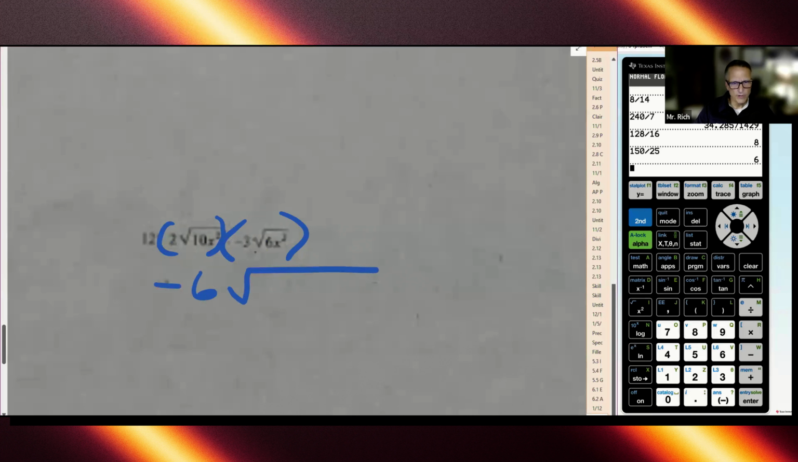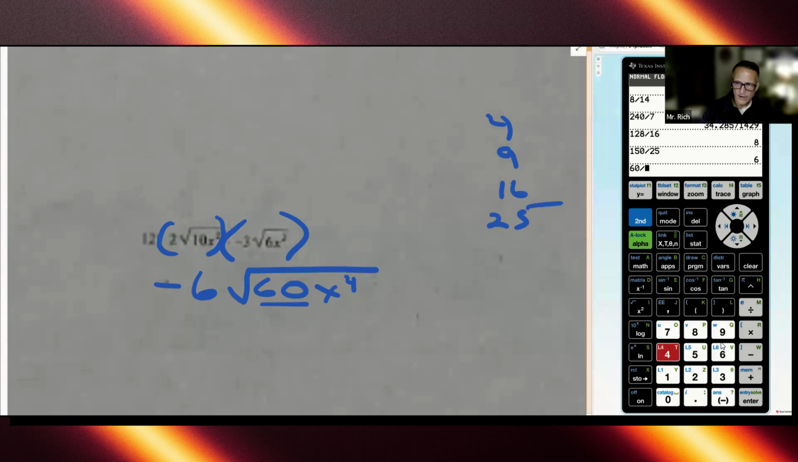So 10x squared times 6x squared, I could write that as 60x to the fourth. All right. And then I am looking to see if there is a way for me to simplify this. So I want to see if there's a way to simplify 60. Since this is a second root, we're considering all of our perfect squares, 4, 9, 16, 25. And I'm wondering if one of those divides into 60. The only one that it could be perhaps is 4, so I'll divide it by 4.